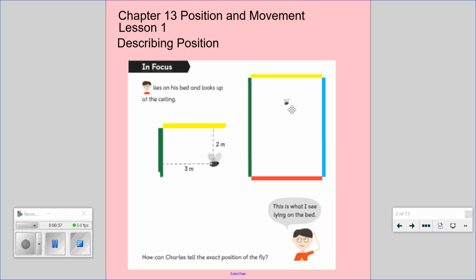The walls of the room are marked yellow, blue, red, and green. How could he use the walls to tell the position of the fly? This picture suggests that the fly is 2 meters from the yellow wall and 3 meters from the green wall. How does this help?